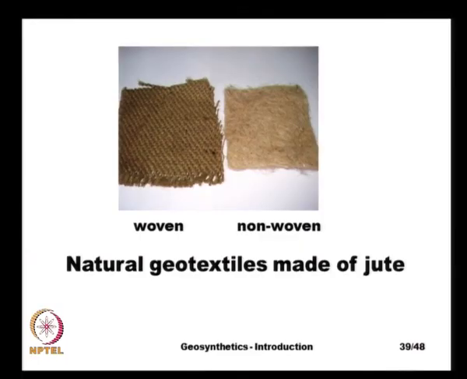And here are the examples of two coir products. On the left hand side, we see a woven coir mat. On the right hand side, we have a non-woven coir mat. And in the woven coir mat, we can see the weave pattern. Whereas in the non-woven coir mat, all the fibers are randomly aligned, so there is no preferential direction.